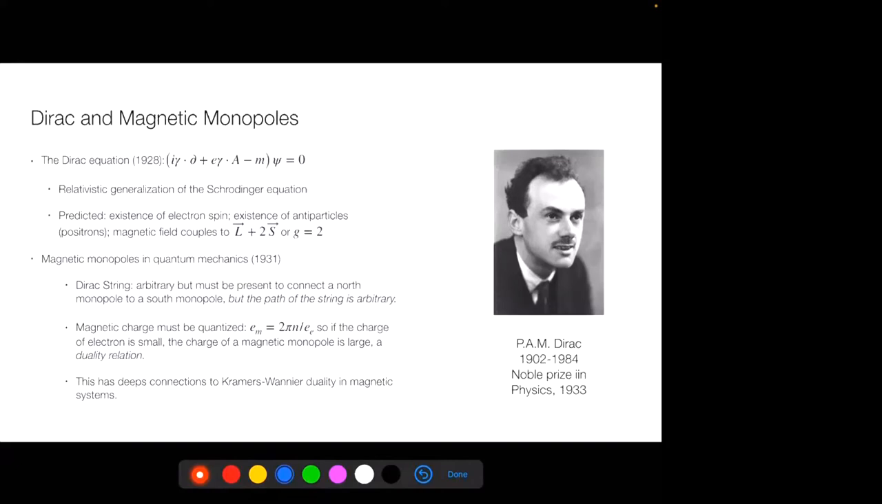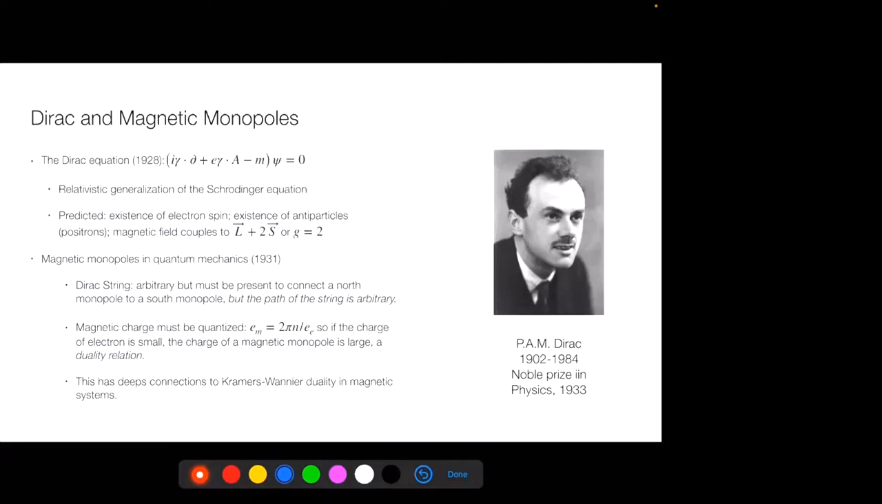Now, in 1931, Dirac said, well, let me think about magnetic monopoles. Could they exist? And what he showed was, sure, we can have magnetic monopoles, but if you want magnetic monopoles to exist in quantum mechanics, there must be an arbitrary string, which we now call the Dirac string, that secretly connects north monopoles to south monopoles. So it's kind of like a dipole, but it's a string we can't see. It's an invisible string. Yeah, I know, quantum mechanics. But the path of the string is arbitrary.